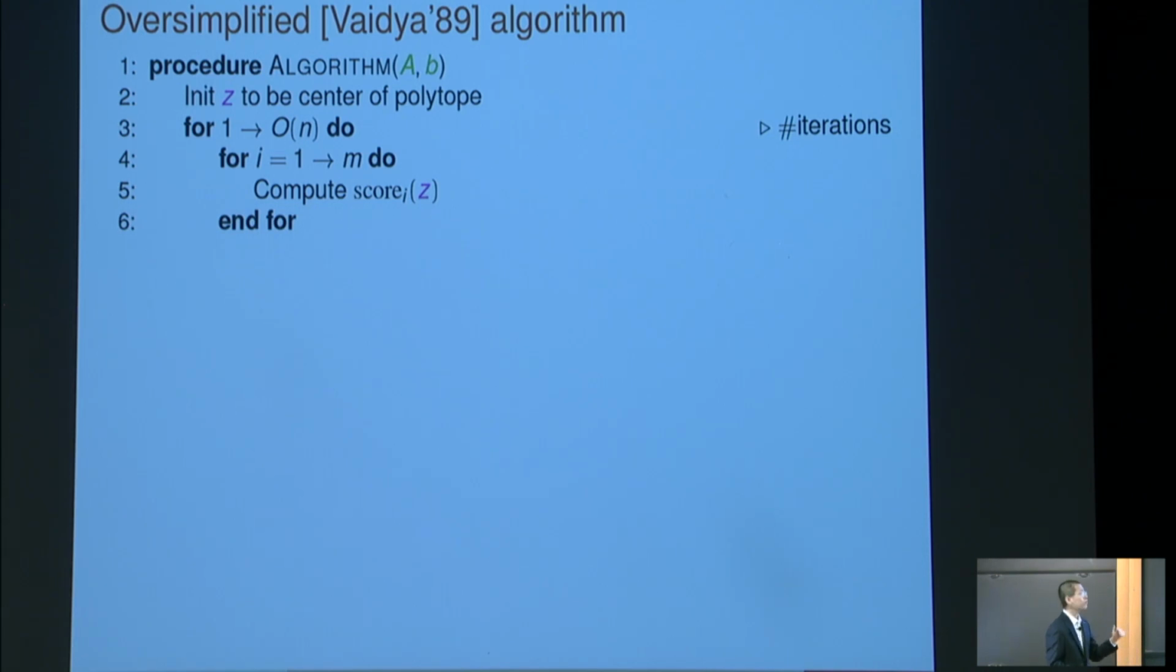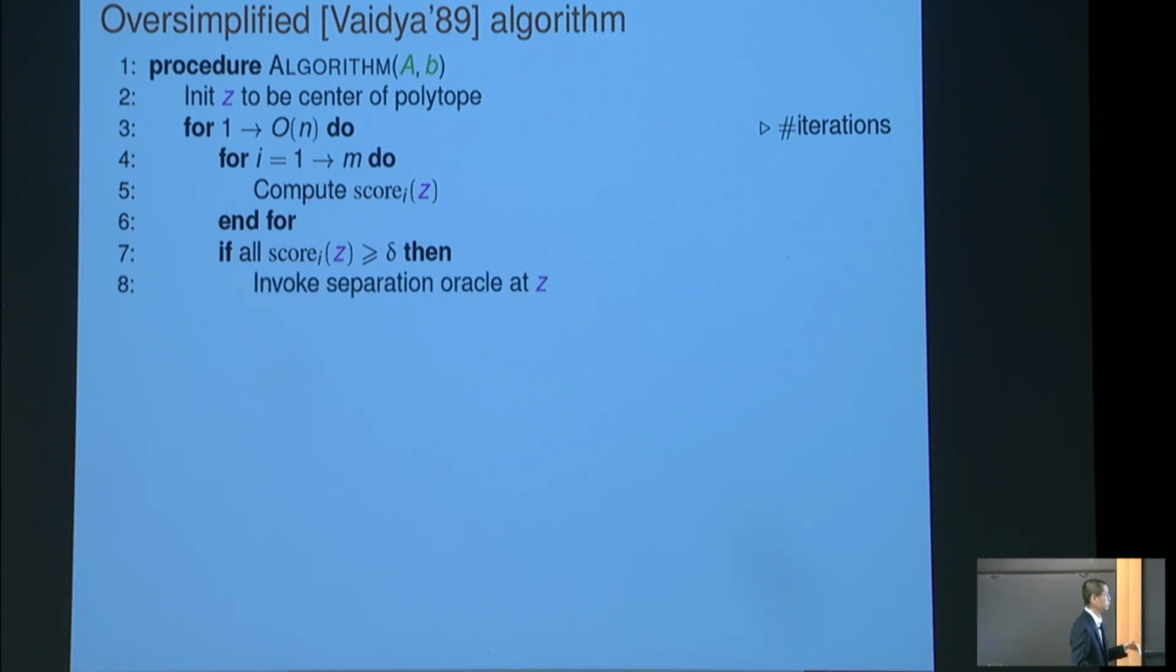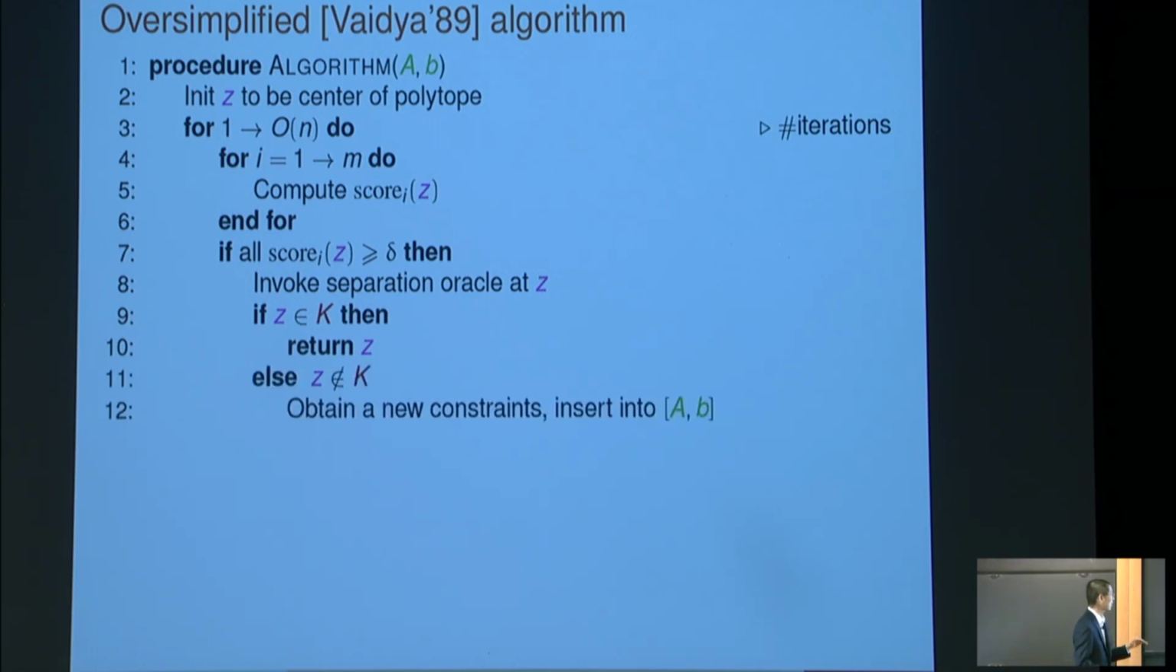So you first compute all the scores, and the point is that all of the scores are at least a delta. You basically invoke this oracle at point Z, and if Z is in the set, you just return Z, you are done. If Z is not in the set, you are going to obtain a new constraint, and then you just insert the new constraint into this convex region. I see. So it will always add this.